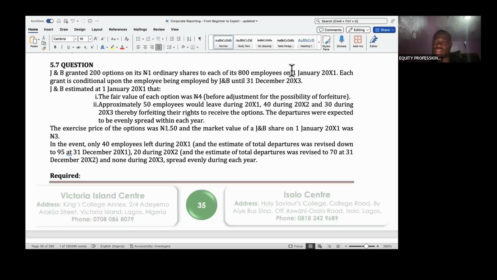So that means 1st January 2001 is the grant date. There are 800 employees. We are giving them 200 options. So this ₦1 is the nominal value of those shares. I said that we have to employ them till 31st December 2003, which is the vesting date. And that's how many years? 1, 2, 3. So that's a 3-year vesting period.